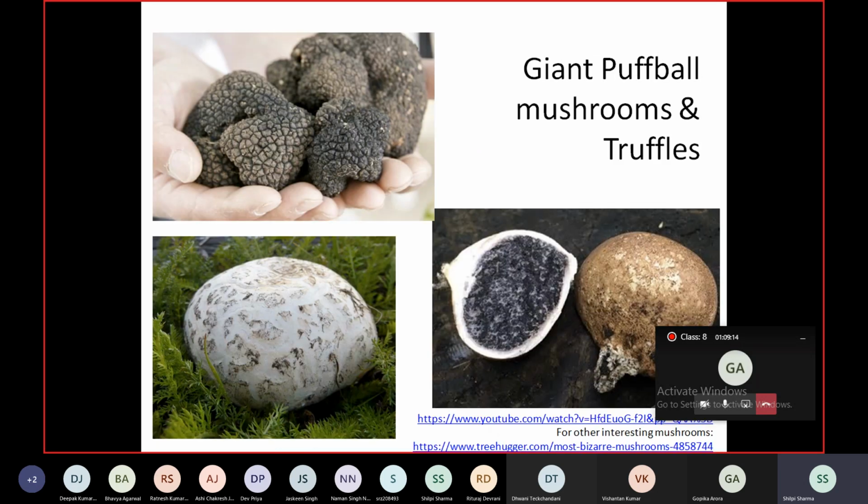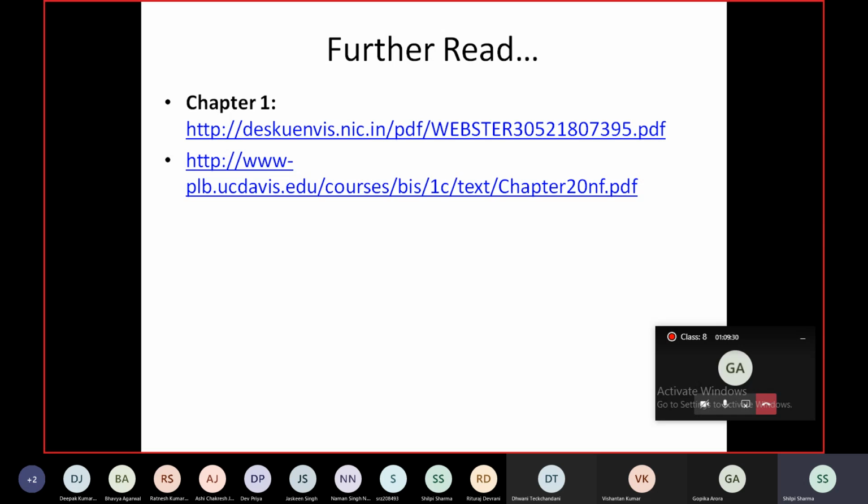Before that, I just wanted to show you these pictures of some giant fungi. So they are no longer microscopic. These are giant puffballs and truffles. Maybe you've heard of truffles as delicacies.